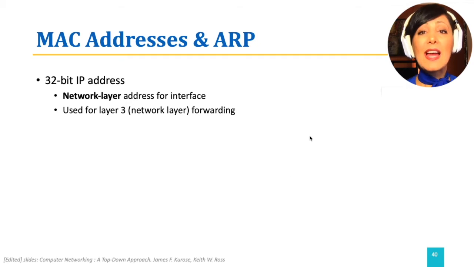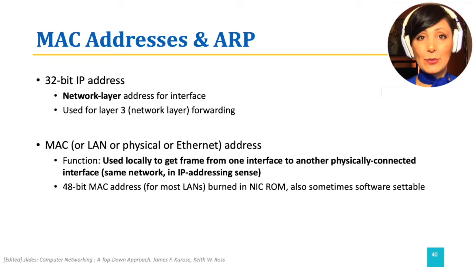We use another address in the link layer, which is called MAC address, or sometimes is referred to as LAN or physical or Ethernet address as well. MAC address is used to get frame from one interface to another. MAC stands for Media Access Control. MAC address is a 48-bit address, and we read it in form of 6 pairs of hexadecimal numbers.